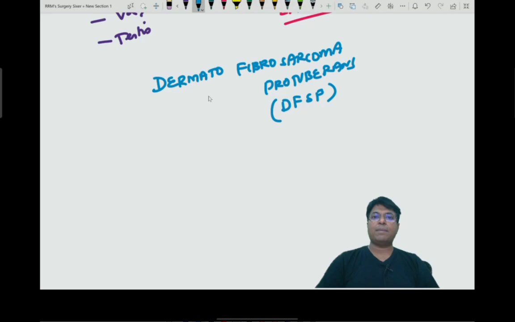It will rarely metastasize. And if at all it is present, the most common site is the trunk. That is why many times you will think this is a keloid. So trunk followed by extremity is the order for dermatofibrosarcoma. Please don't forget, it is low-grade, locally seen, and non-metastatic. No metastasis is seen in these cases. And what are the clinical features of this?